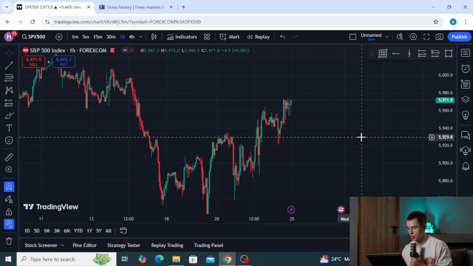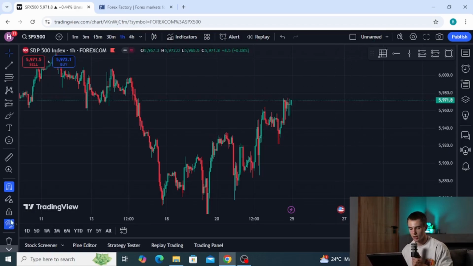And I suggest just focusing on one pair, for example, trading S&P 500 or trading NASDAQ, which is US 100. Choose one for yourself. I chose S&P 500 and this is what I trade. Also, the strategy that I use, you can also use on NASDAQ, but I won't suggest using this on Forex. You can try it if you want to, but that's not what it was designed to do.